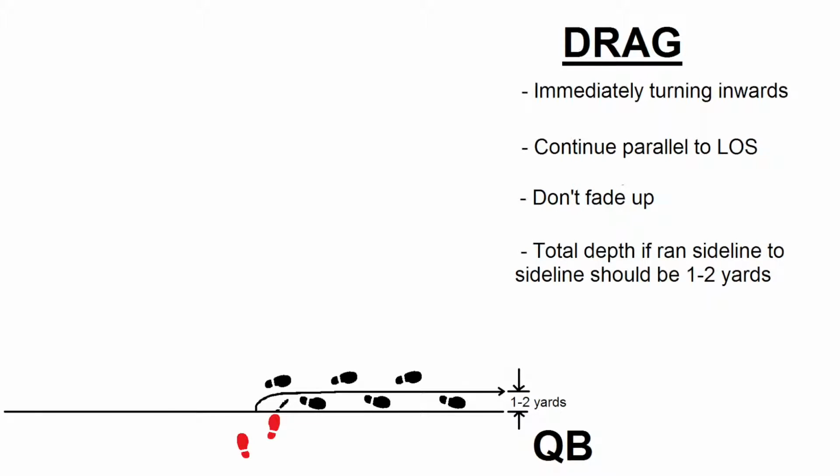Next, let's go over the drag route. Now all we're doing is, as soon as the play starts, turning towards the quarterback and going very shallow across the line of scrimmage. Notice on the diagram that the first step I would take is with my lead foot in the rocket stance. This is done to help you turn even more quickly and make the route even more shallow. It's important to note that if I were to run this route from sideline to sideline, I would be at maximum 1 or 2 yards away from the line of scrimmage. Now let's see this demonstrated.